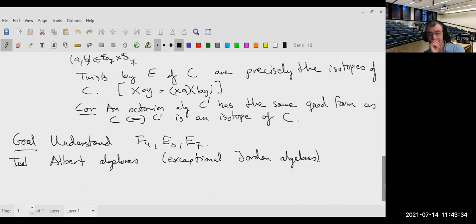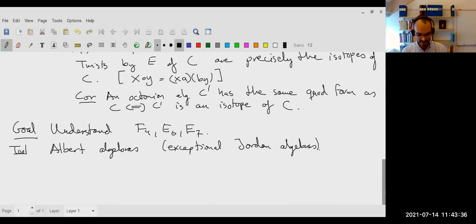Yeah, thanks. So for exceptional Jordan algebras and for Jordan algebras in general, as you may know, there is the classical definition as an algebra that works in characteristic different from two. And then Kevin McCrimmon started the business of defining these things in characteristic two as well. And I thought I would give you the characteristic free definition of Jordan algebras so that you get a flavor of the kind of objects we deal with. So let us get into these Albert algebras. So what is a Jordan algebra?